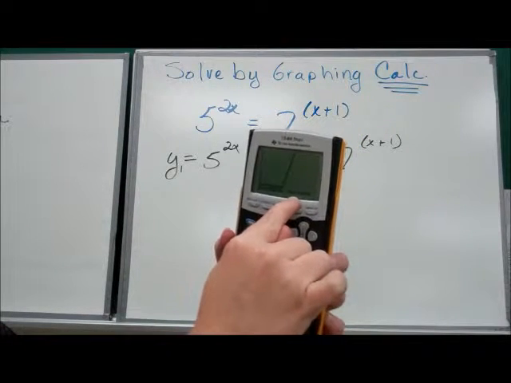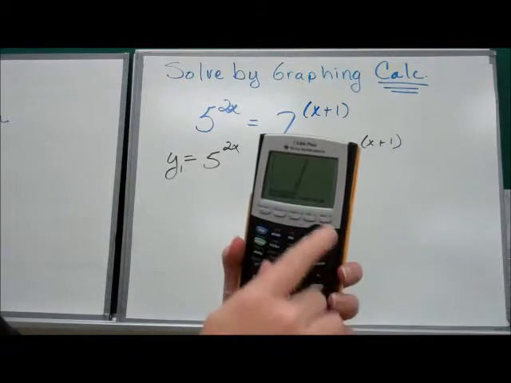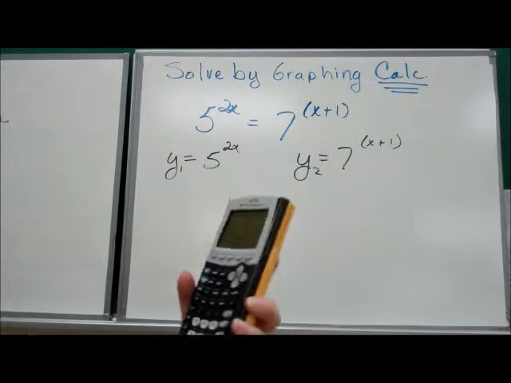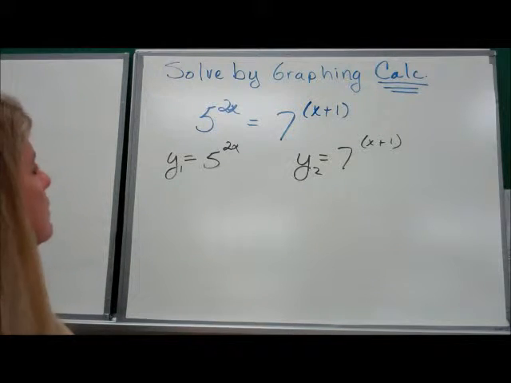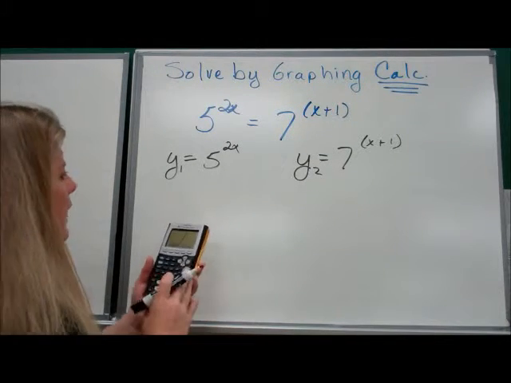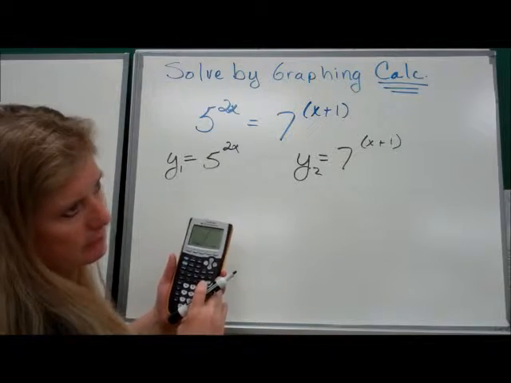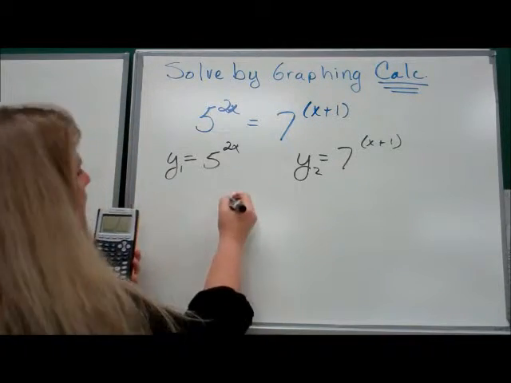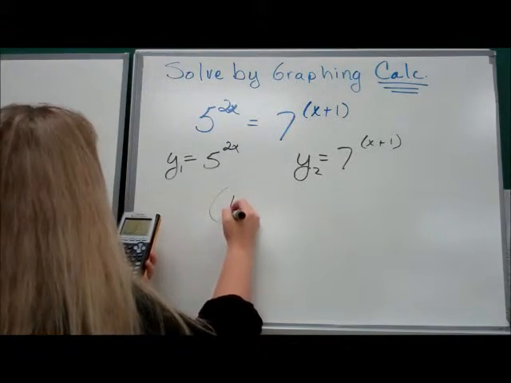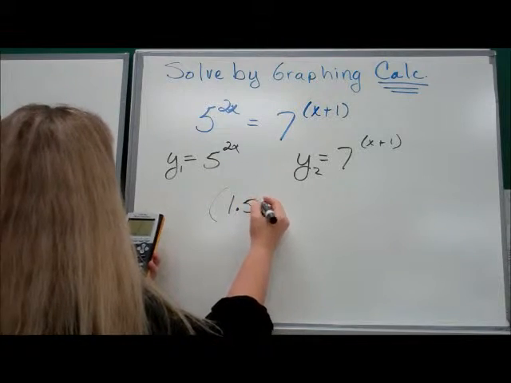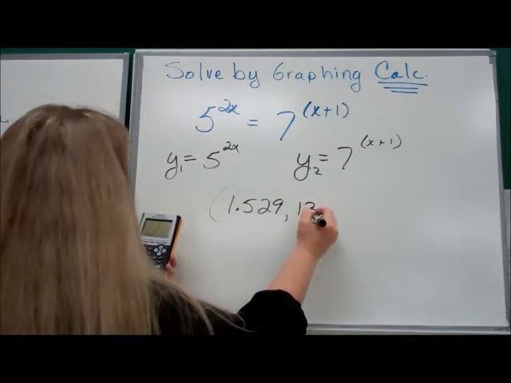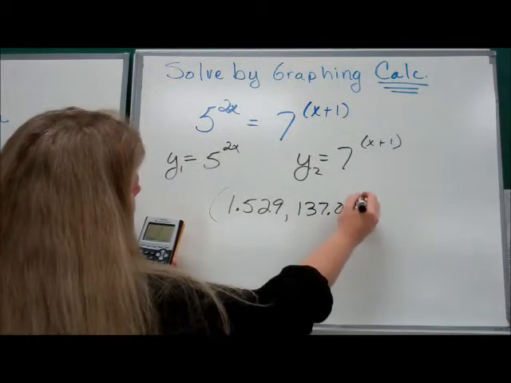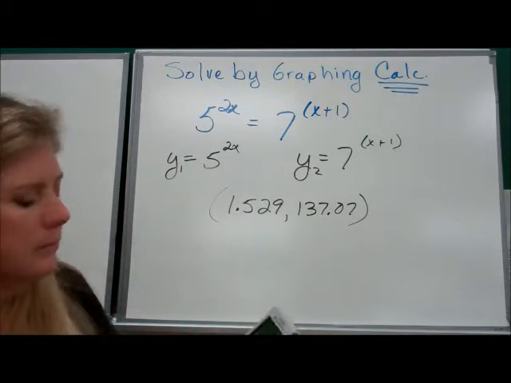1.5286, and then 137.0, blah, blah, blah. So we would just round that off, not to the nearest whole number, because we don't ever want to be that broad. The point of intersection, or the solution, is about 1.529. And the y-coordinate is 137.07.